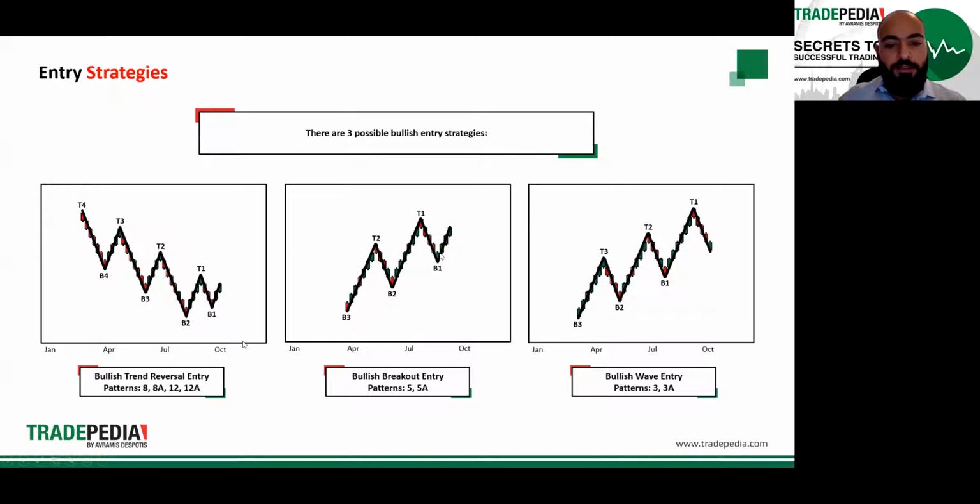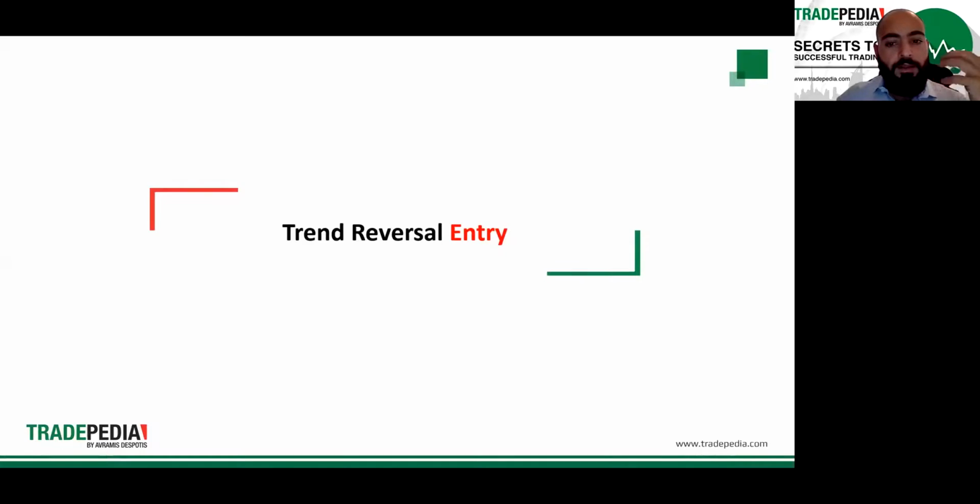So these are the three entries of our system. The trend reversal entry, which is the beginning of a new trend, the breakout entry, which confirms the trend, and then the wave entry, which is a trend continuation entry or strategy. Let's go over each of these three entries real quick. The trend reversal entry.